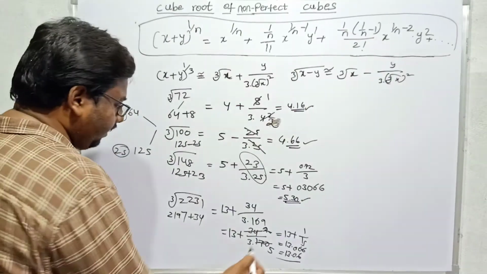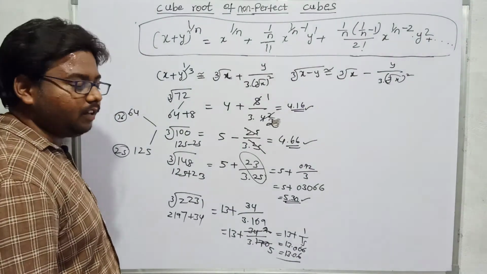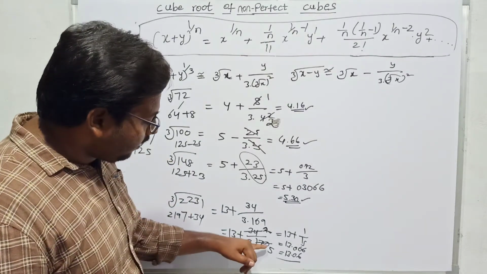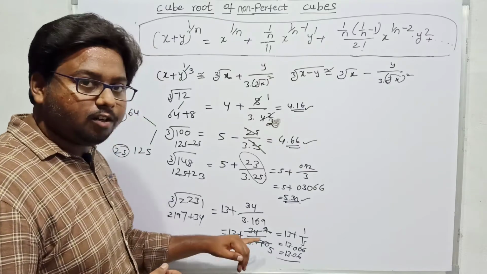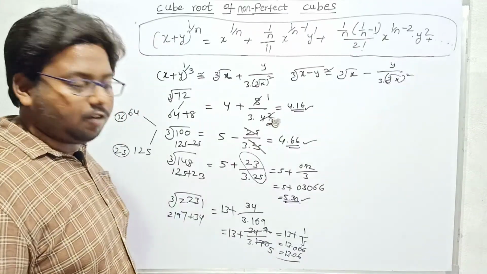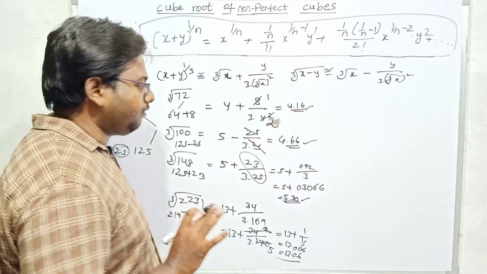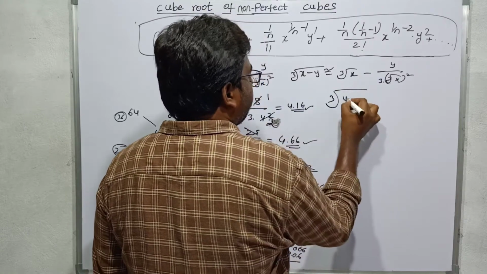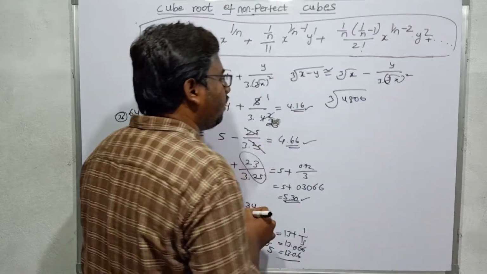So I increased this by one value because the answer won't have much difference, because already the denominator is very huge, that means 3 into 169. I just increased this by 3, that means 3 into 170. So it won't give you a huge difference in the answer. So if I have to calculate the cube root of 4800, let us calculate 4800.